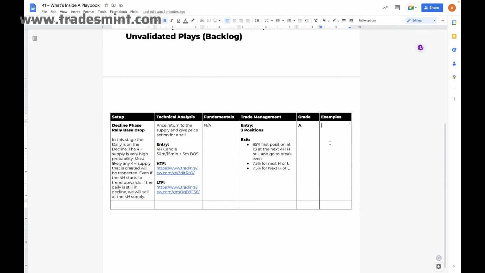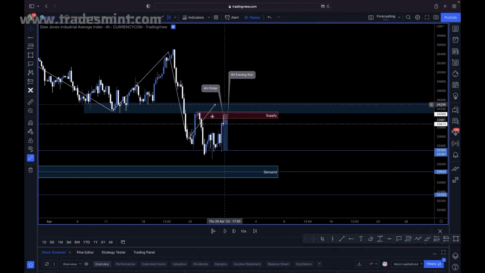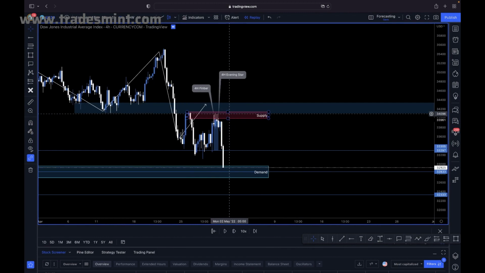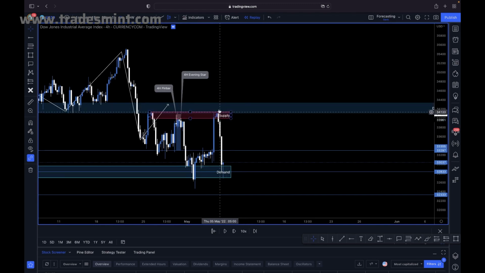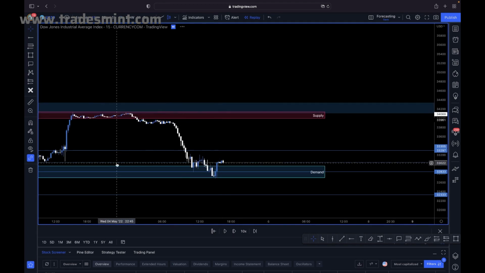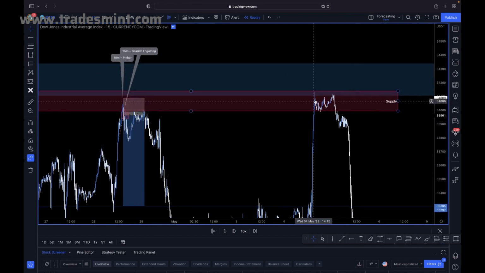What I mean by examples is you want to go back to the chart. Here's another example I'm going to show you. So this is supply, and then price goes down and then comes back up to supply again. This is another example that we could list. We can go here, look at the 4 hour, look at the 15 minute, look at the 5 minute. Okay. And right. So if you look at the 5 minute, the 15 minute, look at this in the zone.